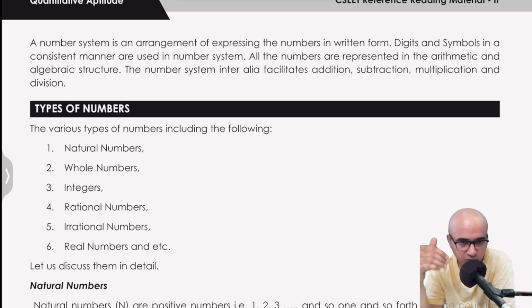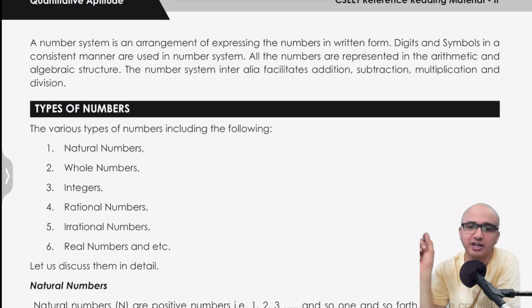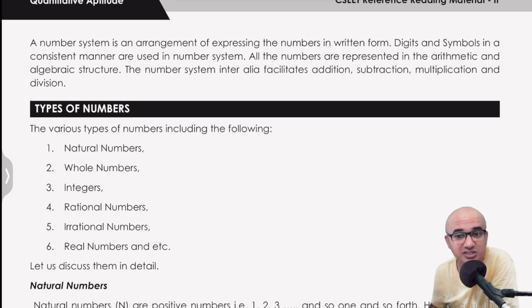First of all, they talk about the arrangement of expressing numbers. A number system is essentially, what is it? It's essentially a method, or you can say an arrangement, for representing numbers in written form. So we have an order here, a predefined order. It's not something which we found out just now. It's been in use for a long time, and it provides a structured way to express numerical quantities. We cannot express quality in terms of numbers, whereas we can express quantity in terms of numbers. For example, let's say you had a very good dosa somewhere and you liked it, you can't express this in numbers.